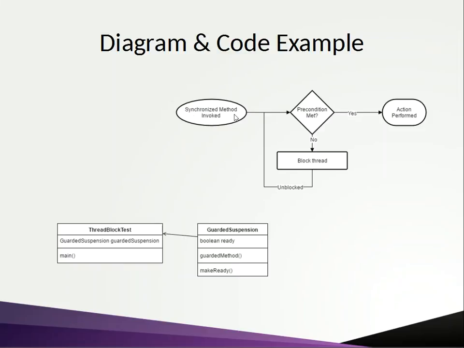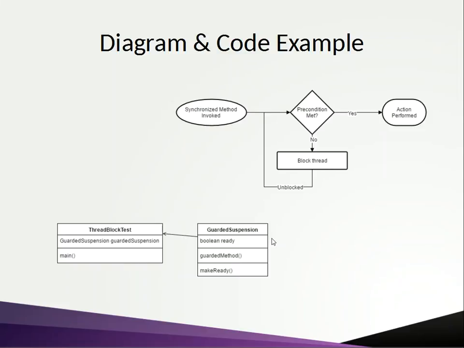We've got the synchronized method being invoked. We check to see if the precondition has been met. If not, we block the thread until we become unblocked using the notify method. Once the precondition has been met and we're unblocked, we proceed and go ahead and perform the action.